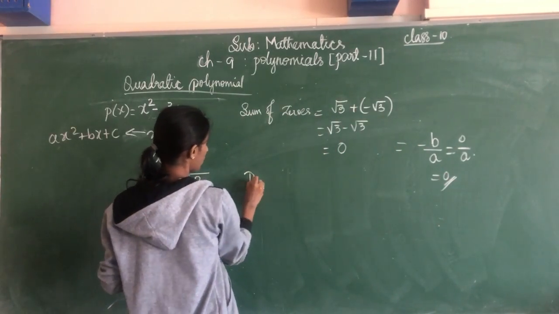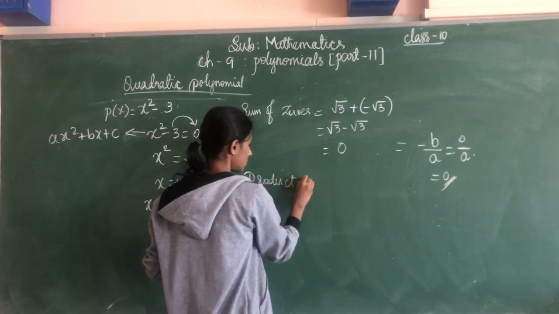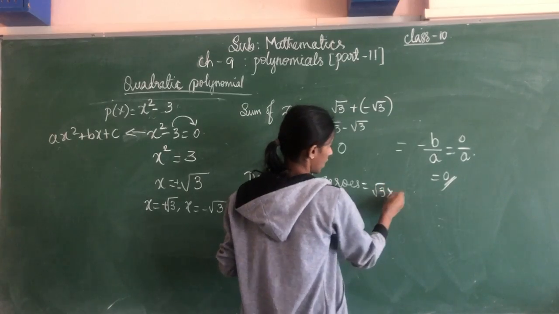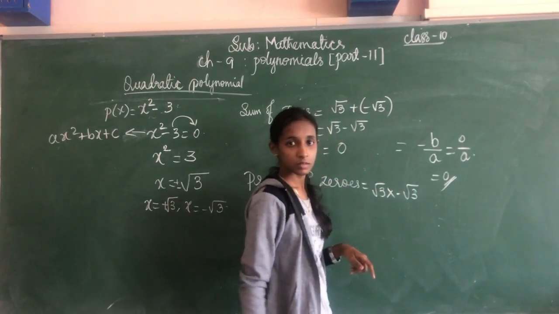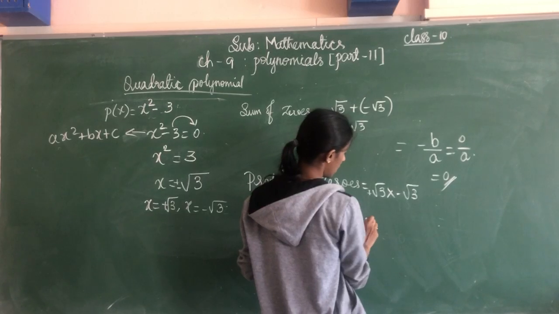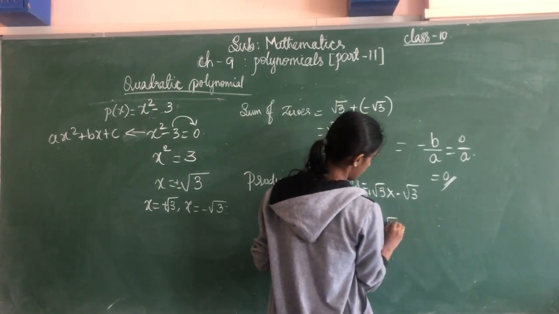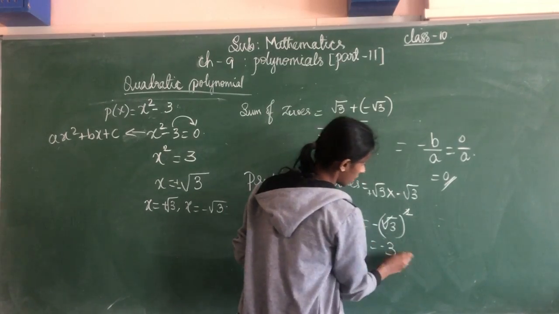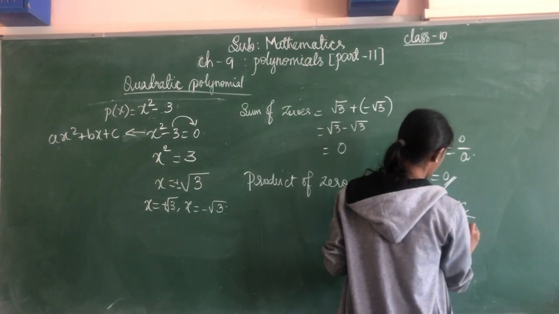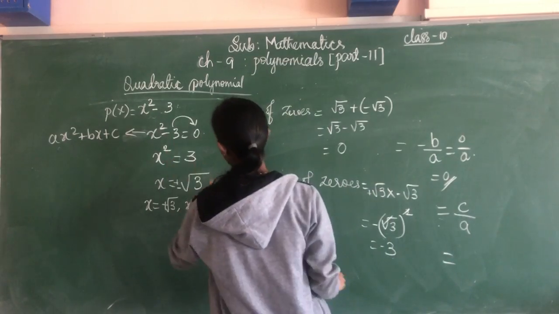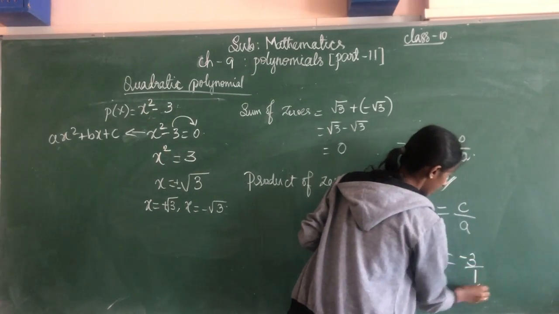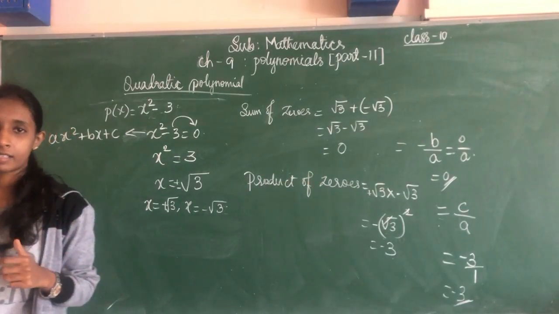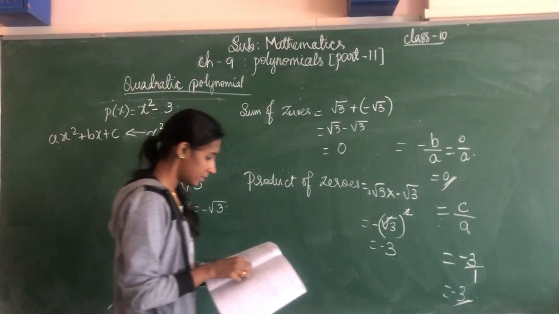Okay, next, product of zeros. That is root 3 into minus root 3. Plus into minus is minus, root 3 square, so it is minus 3. What is the formula? C by a. What is c? C is minus 3. What is a? 1. Got it? So your answer is correct. Okay, hope you have understood, children.